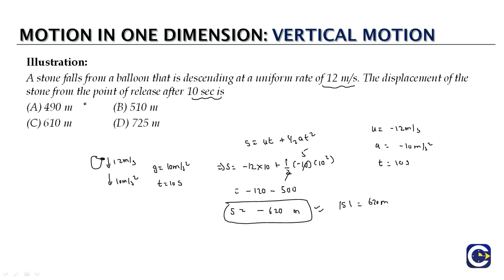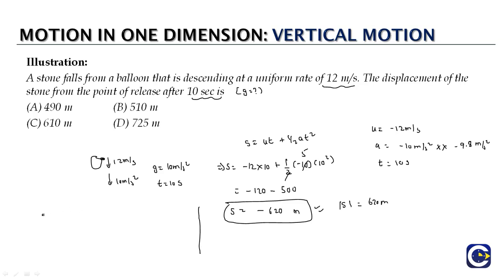But we see that in the options, 620 meters is nowhere to be there. So in this question, they have not given the value of g. Whenever they don't give the value of g, it is always advisable that we take the value of g not as 10 meter per second square, but as 9.8 meter per second square. So instead of g equal to 10, if you take it as 9.8, then the acceleration would be minus 9.8 meter per second square.